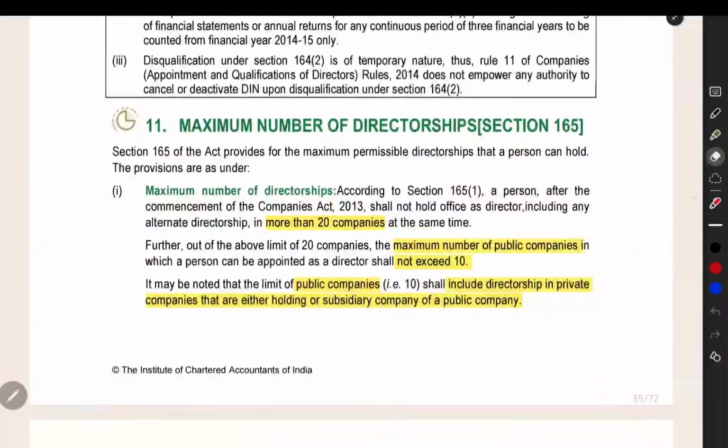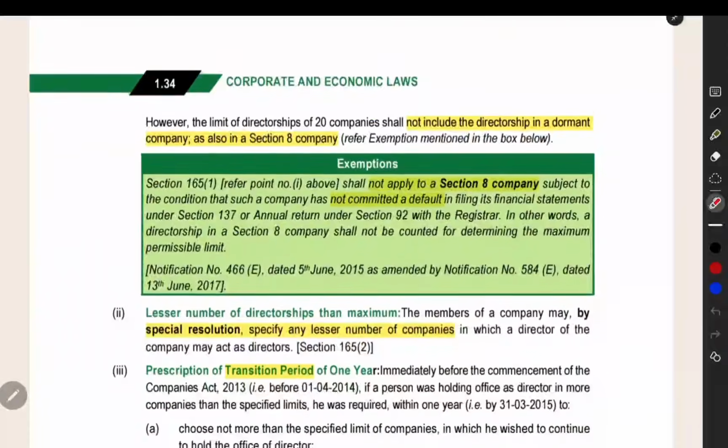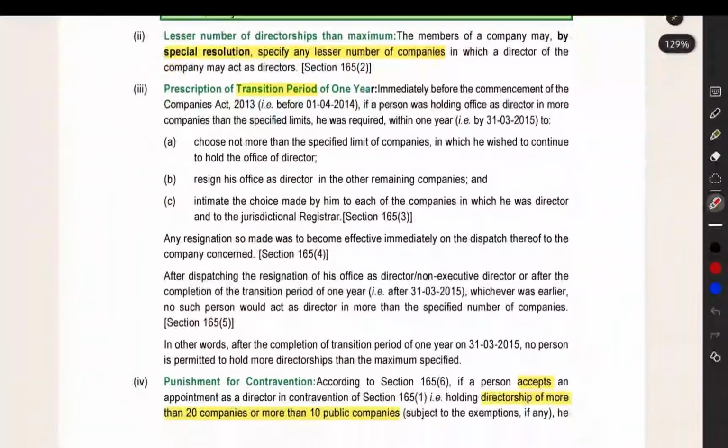Now the next thing is we have to see the maximum number of directorships. If you are going to become a director, you can be a director in a maximum of 20 companies at the same time. Maximum 20 companies only are allowed. In that also, public companies can be only 10. In this, the meaning of public company will include other private companies which are a holding or subsidiary of a public company. That will come under the public company meaning for this particular purpose of finding out the maximum number of directorships. Other information is also given, you can read it here.